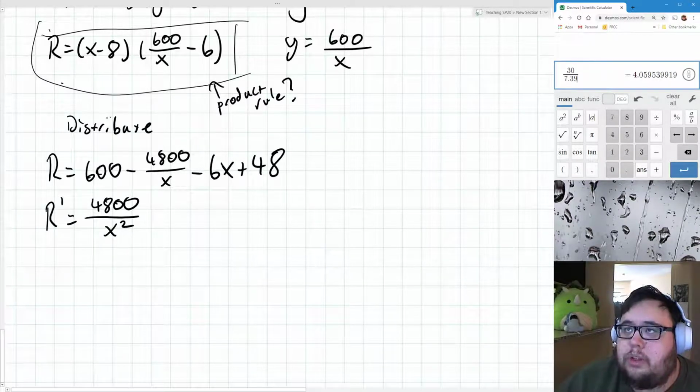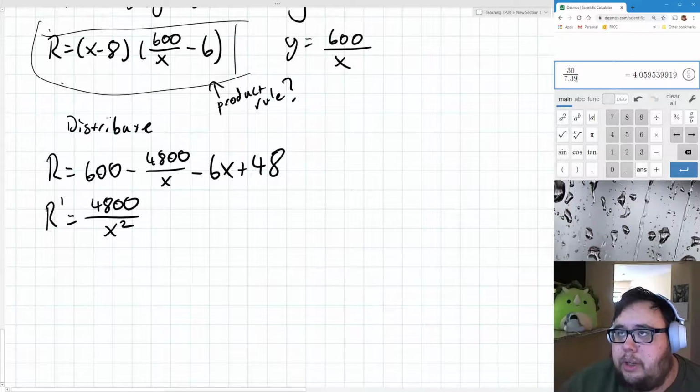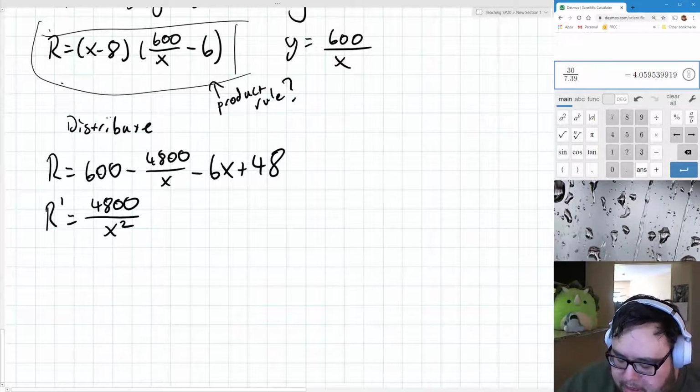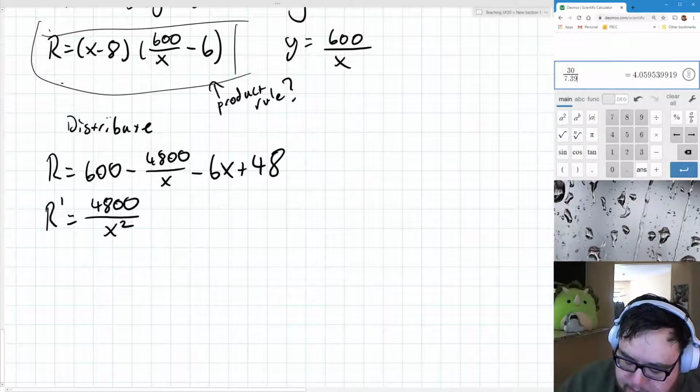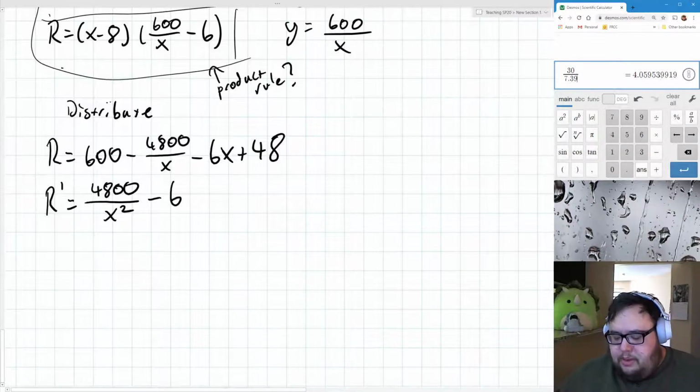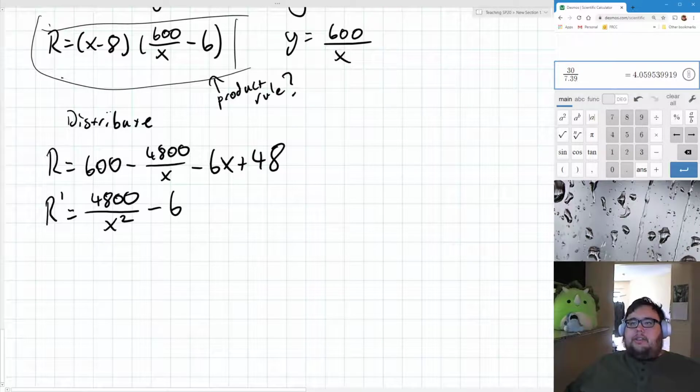Again, same rule for the derivative here. We're secretly making it x to the negative 1, all that stuff. That negative sign will cancel with the negative we get from the power rule from x to the negative 1. Minus 6 from the 6x. And again, the 600 and the 48 will just disappear. Is everyone okay with this derivative?